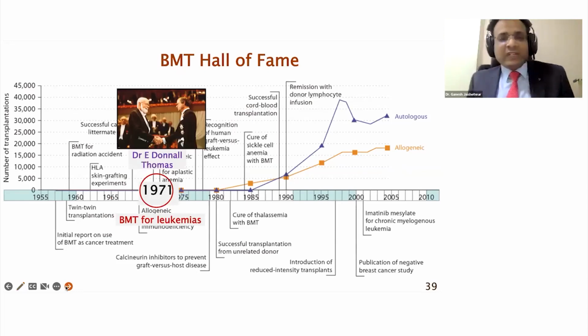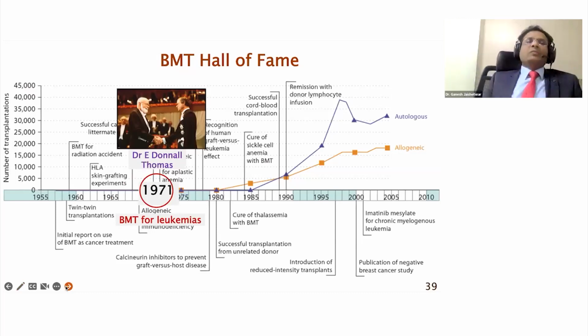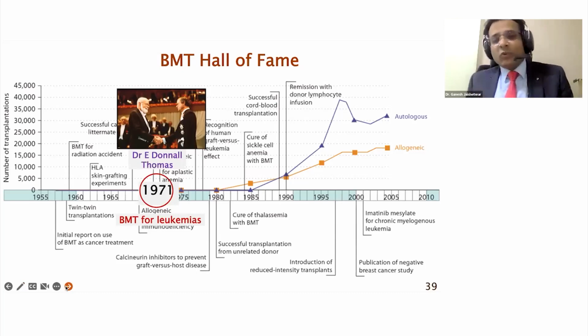Subsequently, in 1971, Donald Thomas published his series of hundreds of terminal blood cancer patients who were transplanted with their HLA-matched siblings, out of which only 18 patients had long-term survival. It's fascinating that during that time, the long-term survival was 18 out of 100, but still it was meaningful because these patients had no hope beyond this.